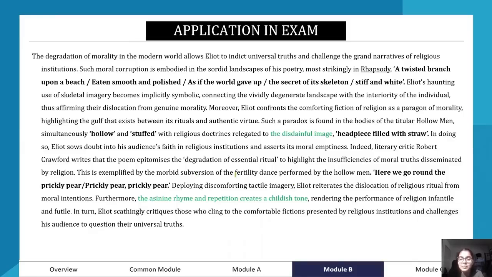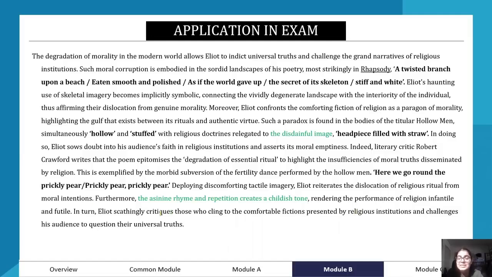Here we go around the prickly pear, prickly pear, prickly pear. Deploying discomforting tactile imagery, Eliot reiterates the dislocation of religious ritual from moral intentions. Furthermore, the asinine rhyme and repetition creates a childish tone. So that's again basic technique. We've got multiple techniques here. We've got 2 here, rendering the performance of religion infantile and futile.